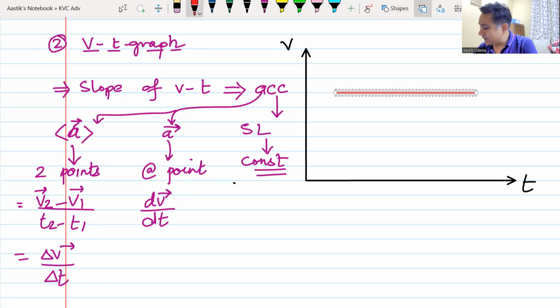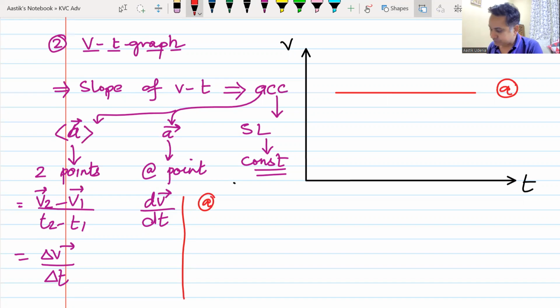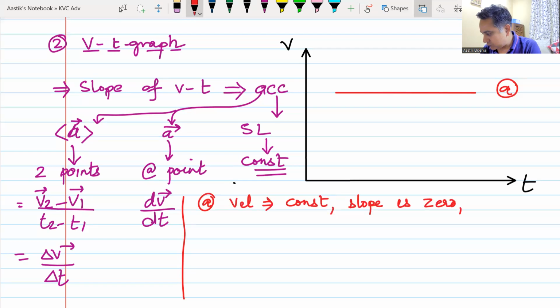If I have a graph like this, graph A, what can you say about graph A? Velocity is constant, yes or no? Slope is 0. Acceleration is 0. Do we understand this? Yes or no?